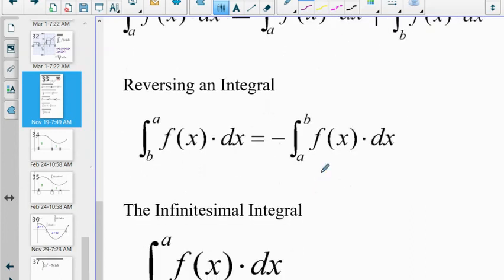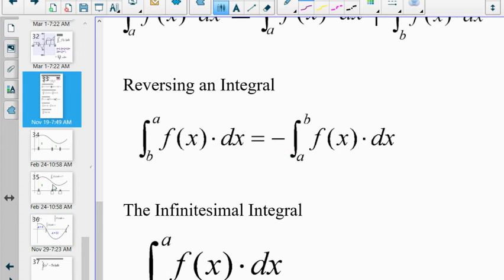And then we get into a couple that are a little bit more obscure, reversing an integral, and I'll try to justify why this makes sense on my next slide. If I switch the limits of integration, notice that my upper limit and lower limit, my a and b, are switching places between these two. Turns out that when this happens, if I'm going backwards, the value that I get from my integral is just the opposite of what it was.